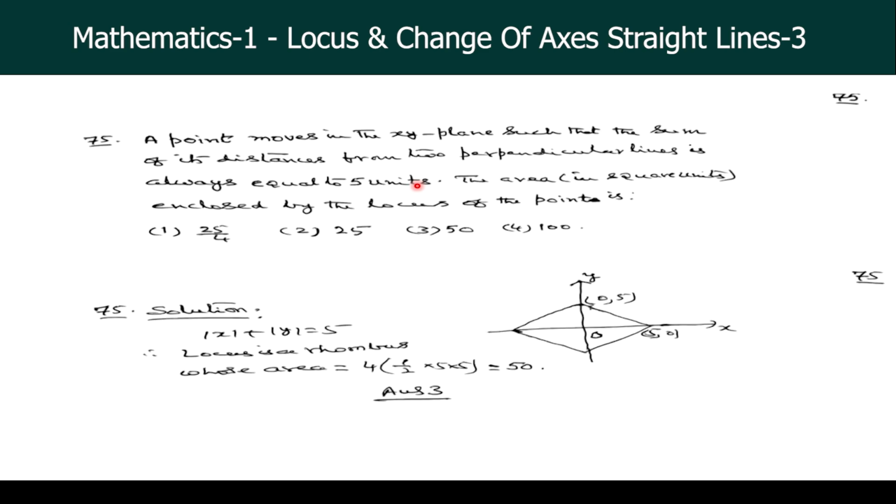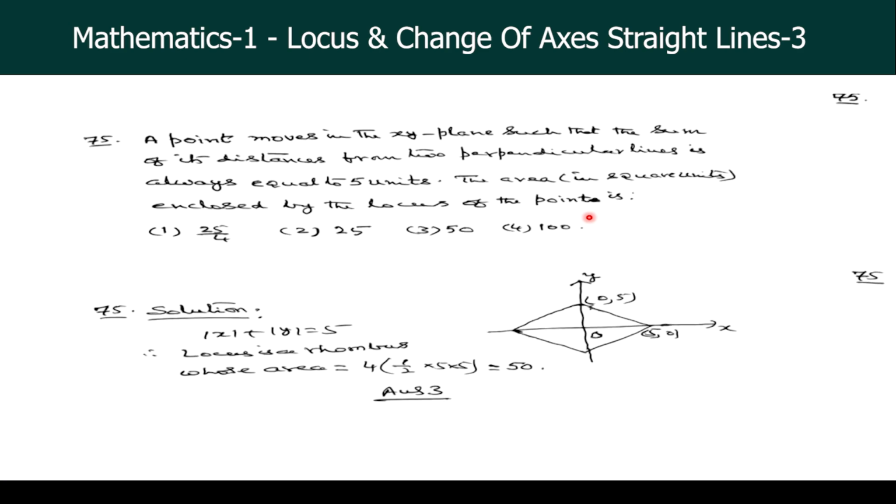Right. Next, a point moves in the xy plane such that the sum of its distances from two perpendicular lines is always equal to 5 units. The area in square units enclosed by the locus of the point is: 1) 25 by 4, 2) 25, 3) 50, 4) 100, all in square units.